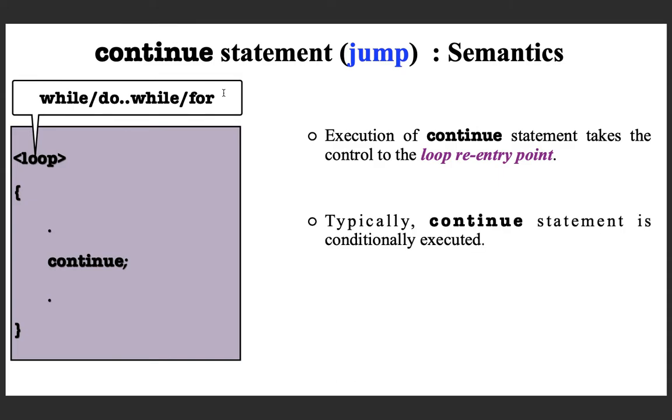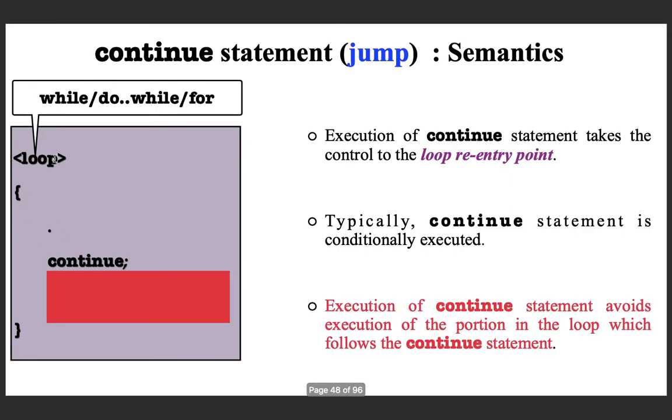And typically, the continue statement is conditionally executed. If you remember, in the previous case, it executed only if dnum is less than 0. If it is unconditional, then there is no point in having the code after continue, because always it will come to here and jump back. Execution of the continue statement avoids the execution of the portion in the loop which follows the continue statement. So within the loop, whatever statements are there after continue, that will be skipped when the continue is executed. The control jumps back.